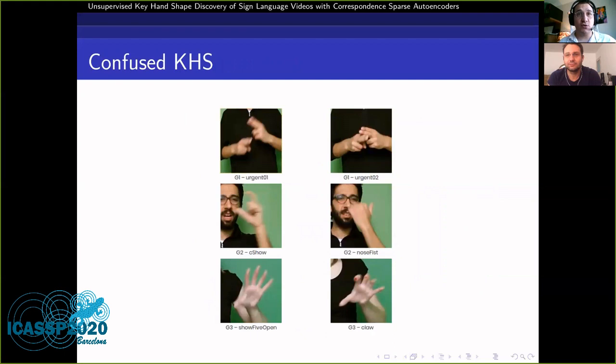In addition to accuracy and NMI metric, we examined the confusion matrix to see the confused key handshapes. Looking at the representative frames given in the slide, we can conclude that using the histogram of oriented gradient features is expected to cluster these frames into the same clusters and confuse them with one another.